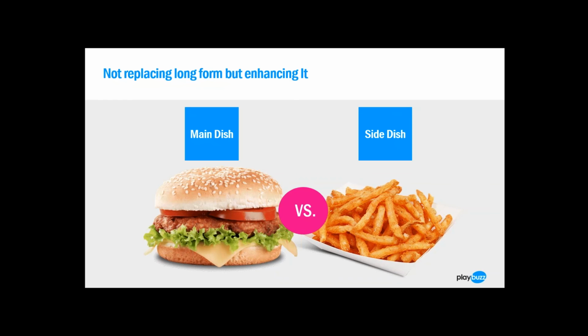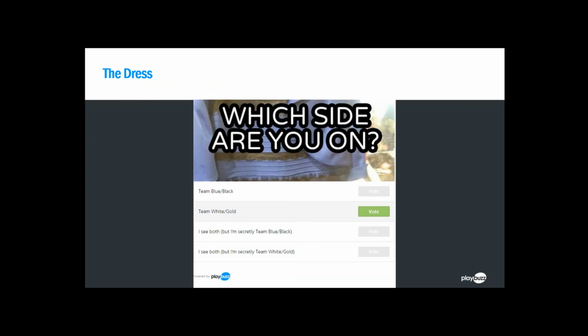Now, when we talk about these engaging formats, we don't have to think about it as something that is replacing the articles or the way we're telling stories today. It can be something that is inside the story as we tell it today, that's enhancing it and making it more engaging and more exciting. So it's what we call the main dish versus side dish approach. And today I'm going to focus on the side dish of how you take a digital format and you enhance your stories with it. So a great example of that is the dress.